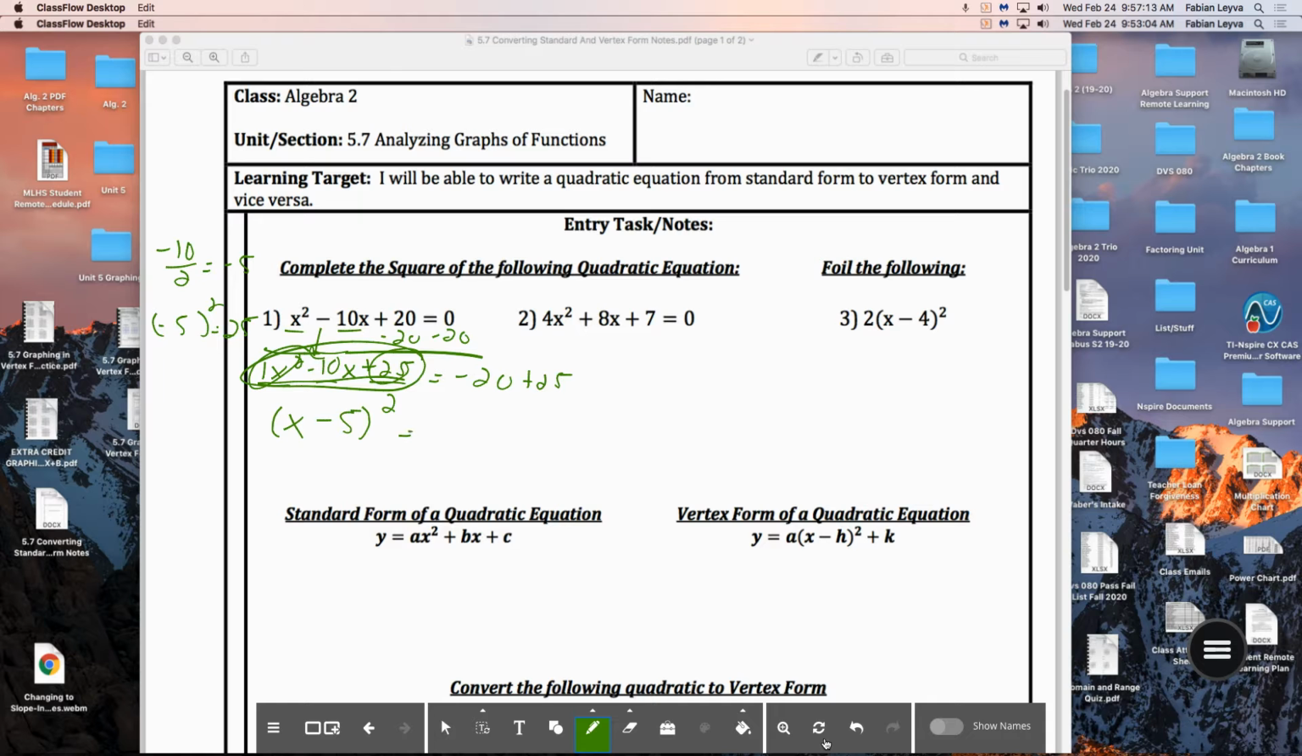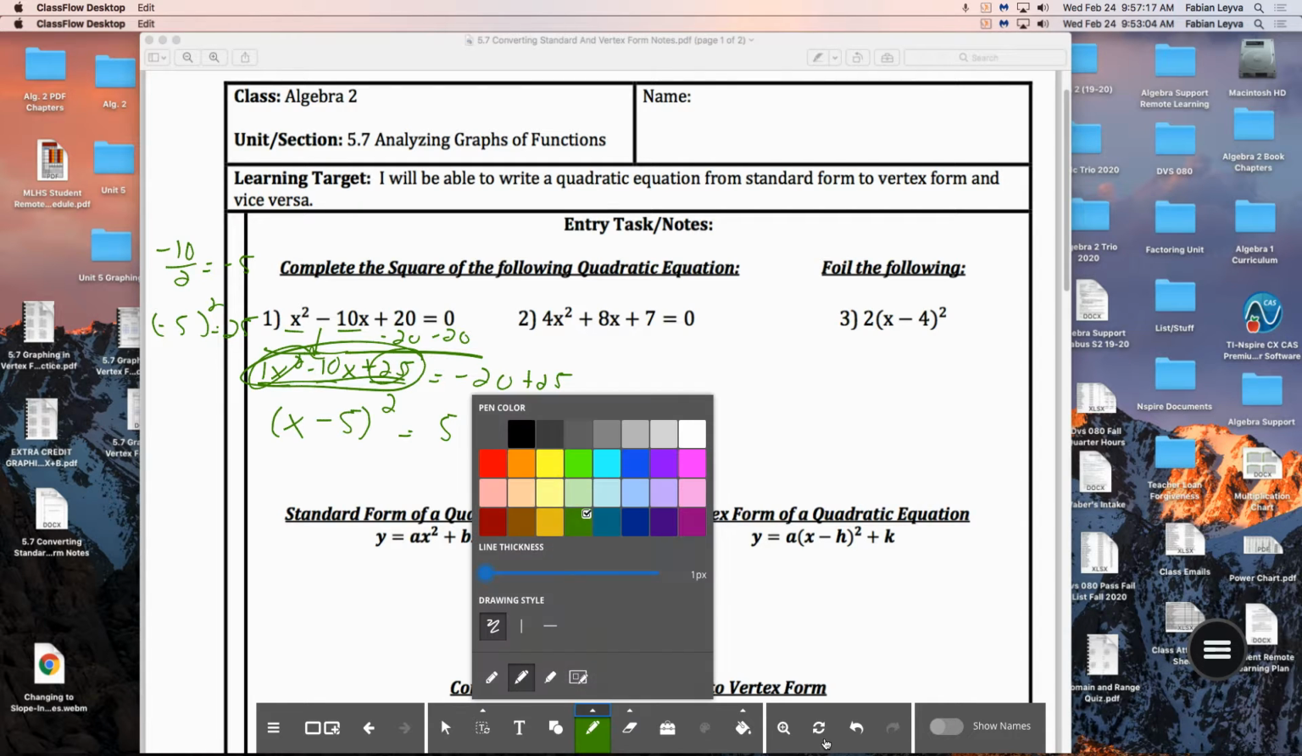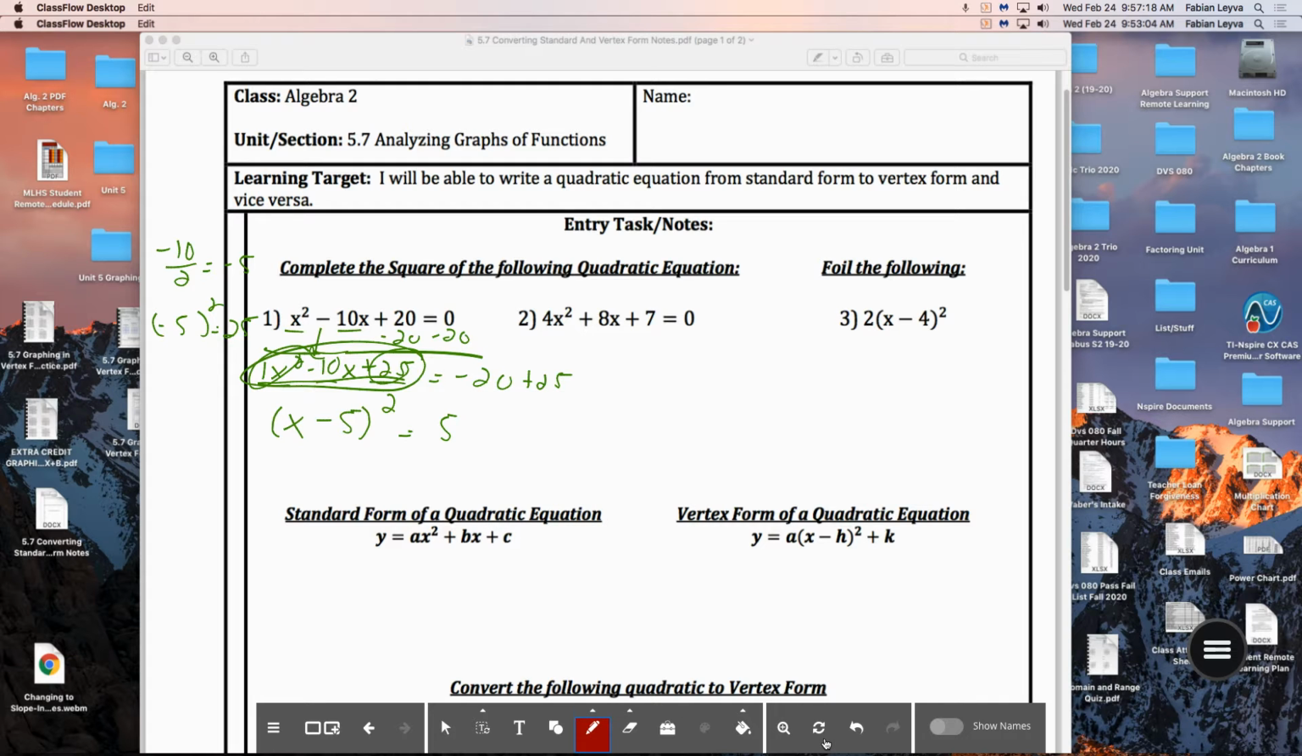Now, completing the other side, notice the negative 20 plus 25 is just a positive 5. But the moral of the story here that I'm trying to get from this entry test is to understand what is going on here to make it look like that. So that is what completing the square is. That is what I want you guys to be able to do. And if you do, awesome. And if not, you'll get some extra practice.